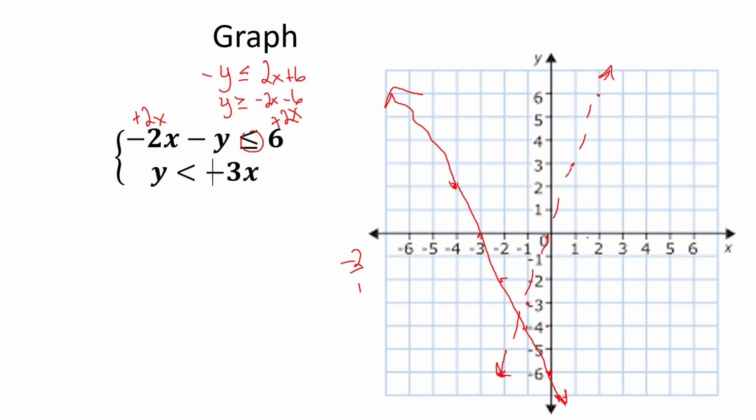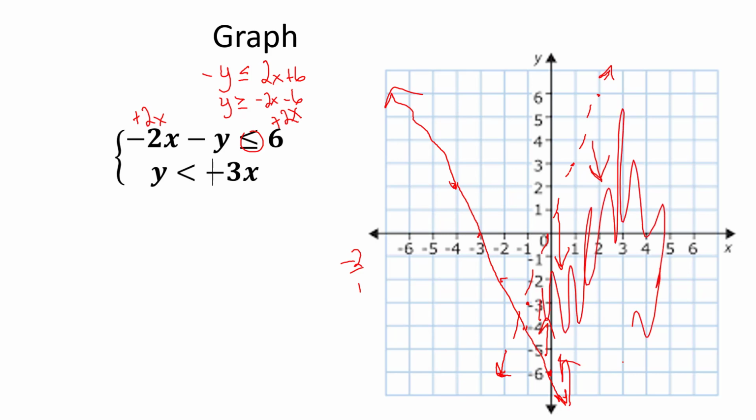And now I need to figure out where I'm shading. So on my second equation, we want everything less than or below. So we're looking here, below. On my first equation, I want y is greater than or equal to, so everything above. So the solution we're ending up with is everything in this area here.